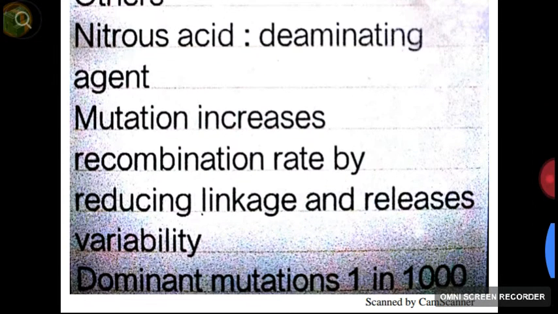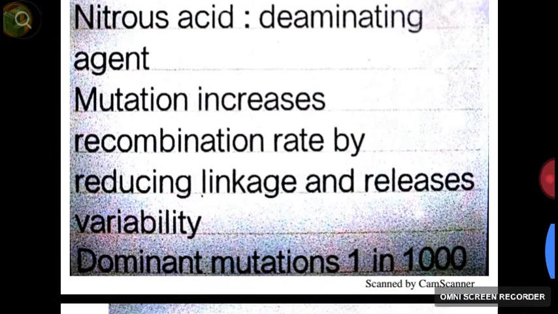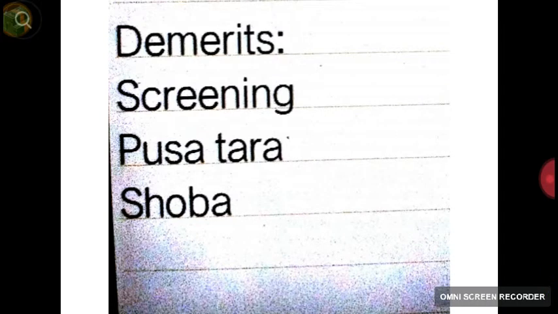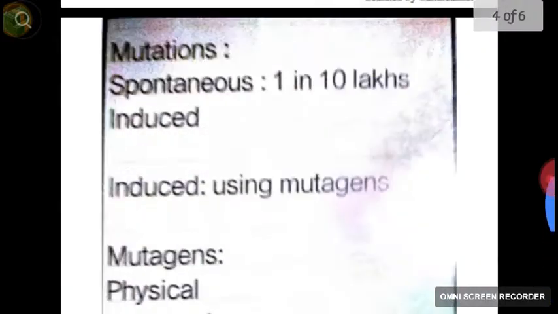Mutation increases the recombination rate by reducing linkage and releases variability. Dominant mutation frequency is 1 in 1000. Significance: it creates genetic variability and also cytoplasmic male sterility. Screening is very difficult, and the varieties obtained by mutation breeding are Pusa Tara and Shobha. Shobha is a variety of gladiolus.